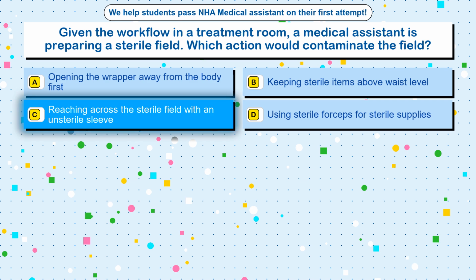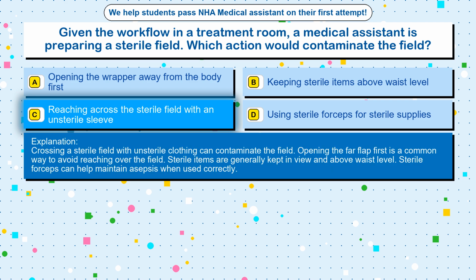The correct answer is option C. Reaching across the sterile field with an unsterile sleeve. Crossing a sterile field with unsterile clothing can contaminate the field. Opening the far flap first is a common way to avoid reaching over the field. Sterile items are generally kept in view and above waist level. Sterile forceps can help maintain asepsis when used correctly.